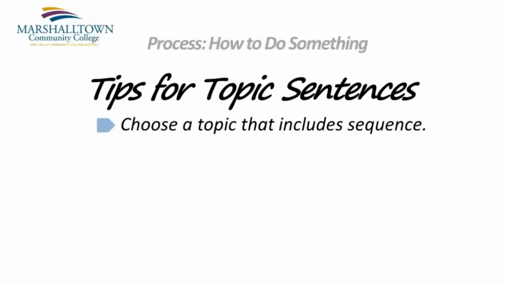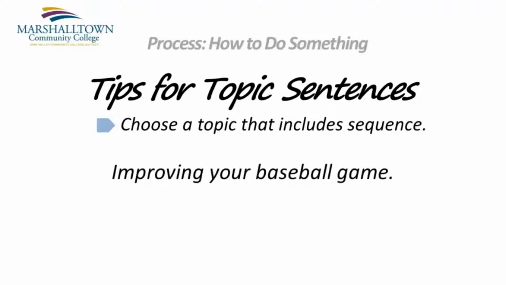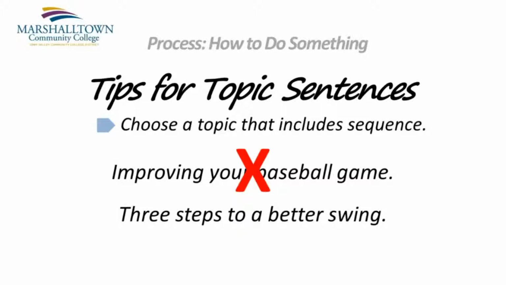Here's another example where a student wants to write about improving your baseball game. There's nothing wrong with this sentence in general, but it doesn't really indicate that the paragraph will explain a process or sequence of events. A better topic sentence might be 3 steps to a better swing. Notice that adding the words 3 steps immediately lets the reader know that this paragraph explains how to do something in a step-by-step process.